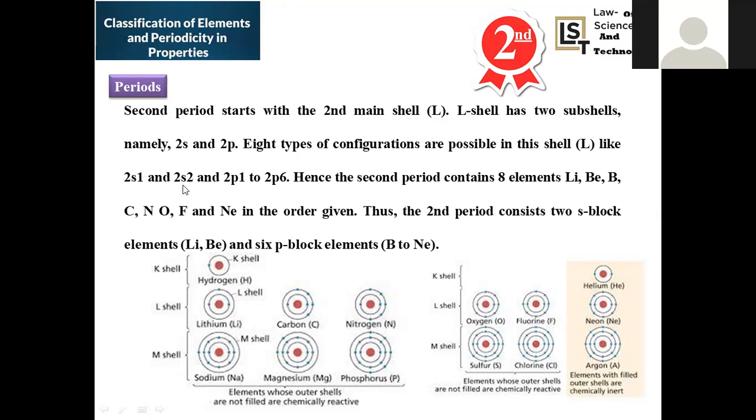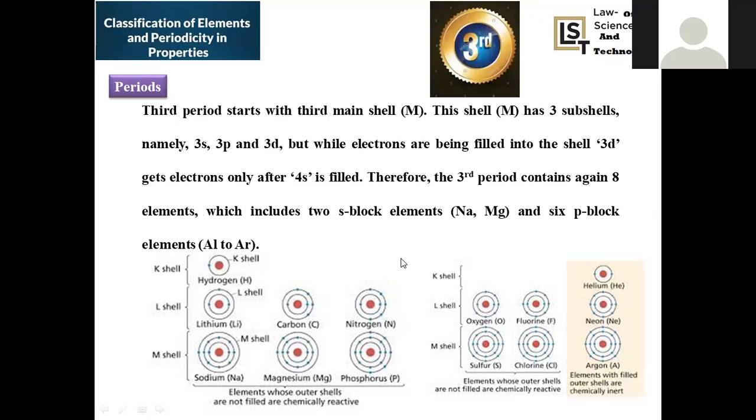So the second period is associated with 8 elements, which start from lithium, subsequently beryllium, boron, carbon, nitrogen, oxygen, fluorine, and eventually neon. So this is the order, and it starts with an s block and ends with a p block, right? So this is about the second period with 8 elements.